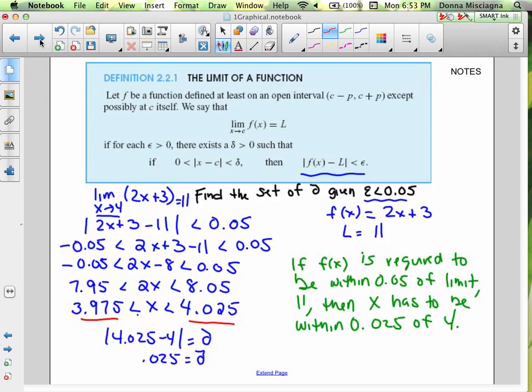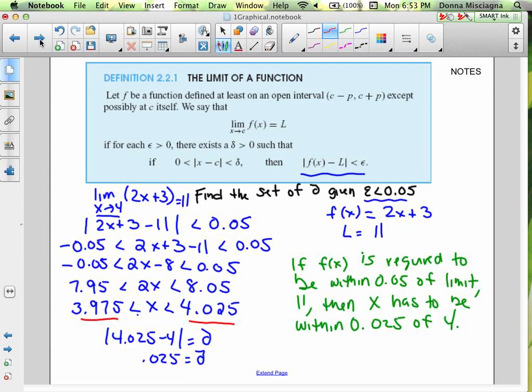So delta epsilon proofs sound so difficult, but all you're showing is that no matter how close I want to be to the limit, I'm going to keep getting closer to whatever x is approaching. If at any time that didn't happen, then our limit wouldn't exist. But when we know our limit exists, this will always happen. And this is the formal definition of our limit.